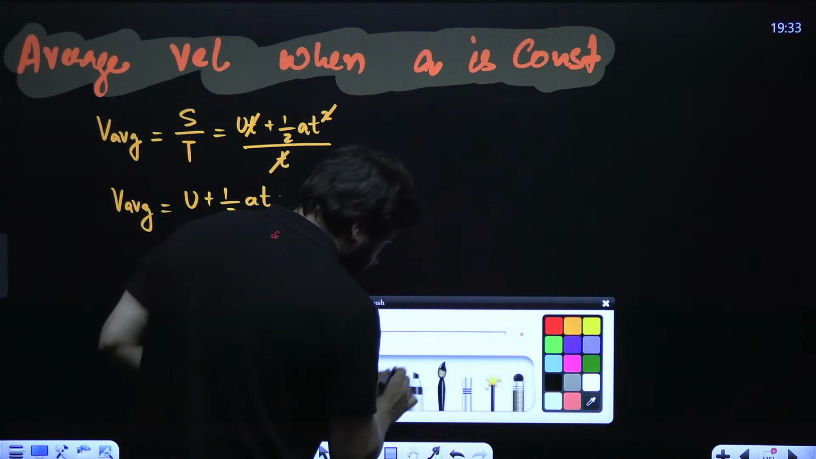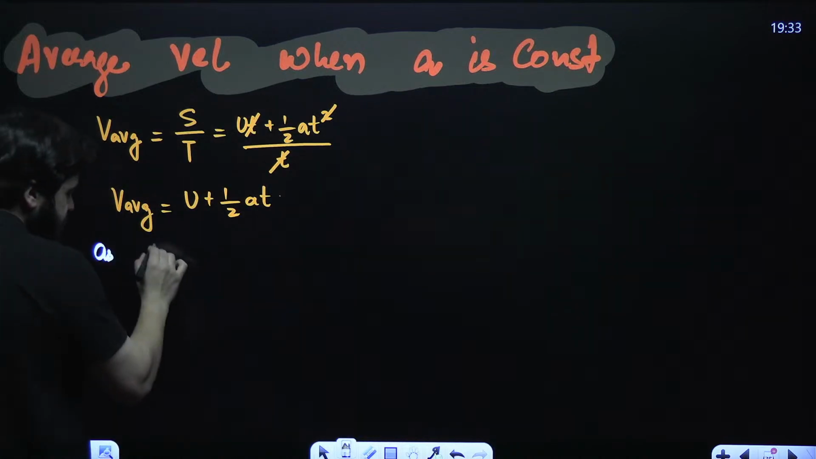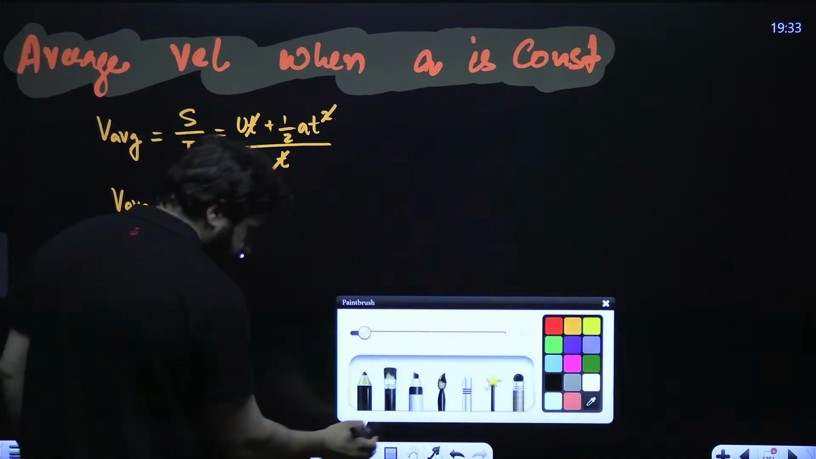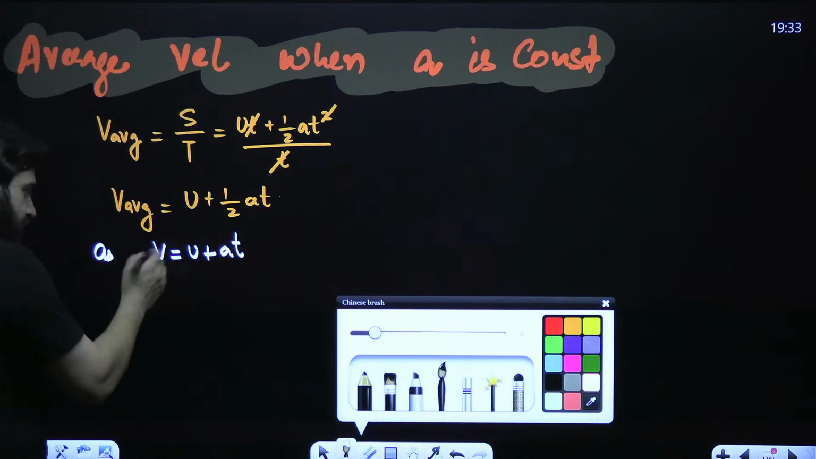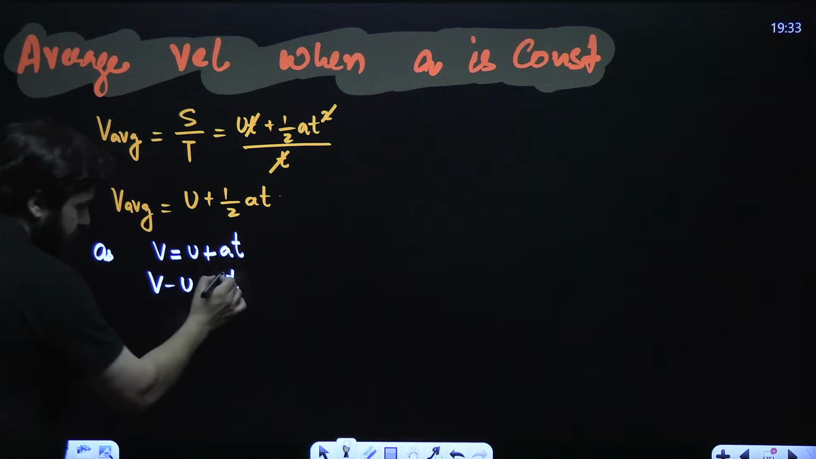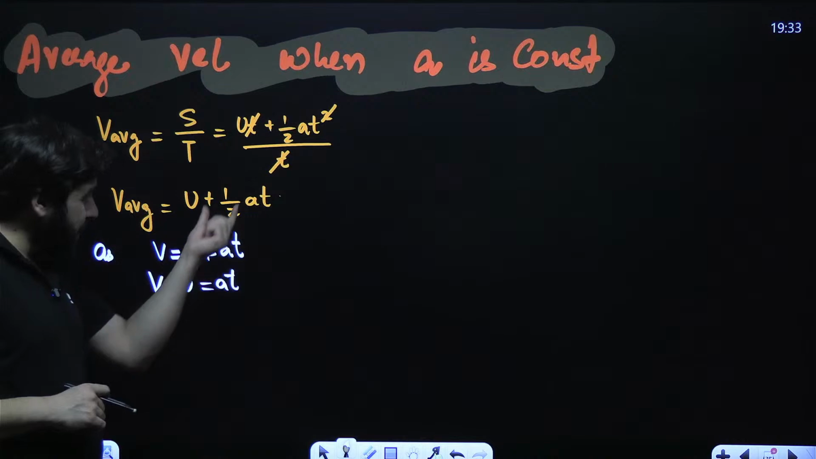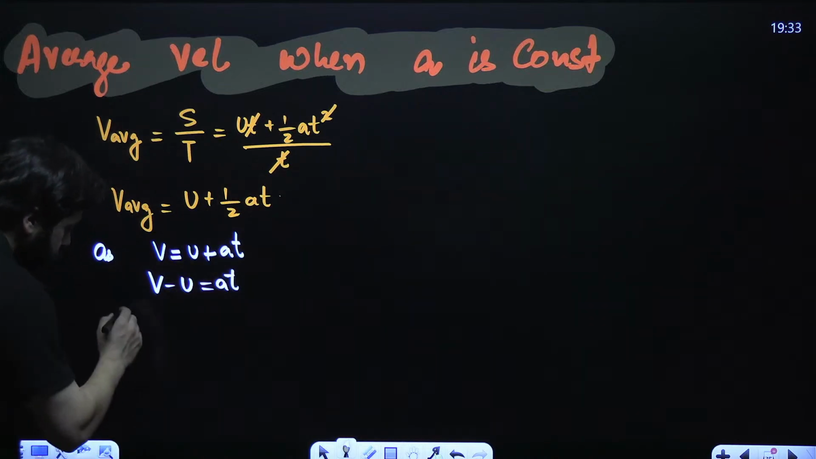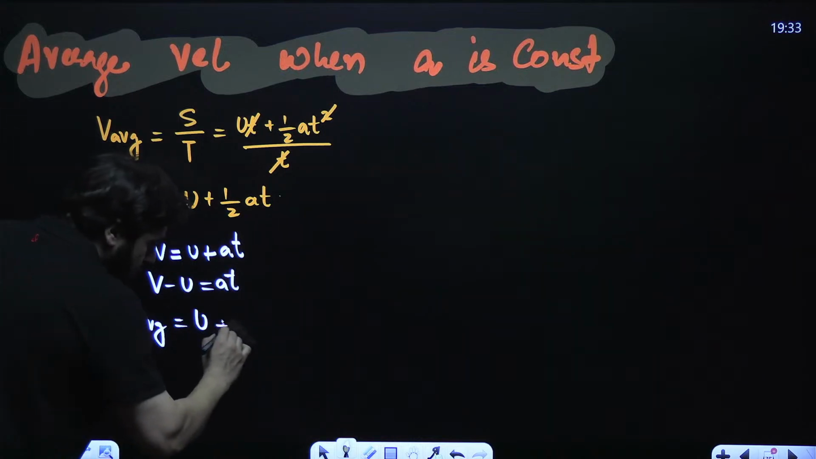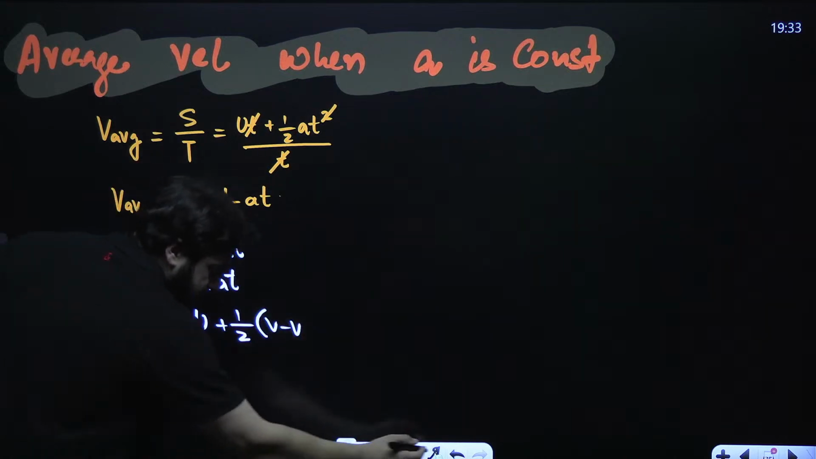Now guys, tell me one thing. Have you ever heard that v is equal to u plus a into t? Now, can I write v minus u is equal to a into t? Yes. Now, instead of at, put this v minus u. So v average will be u plus 1 by 2, instead of at, I can write v minus u.